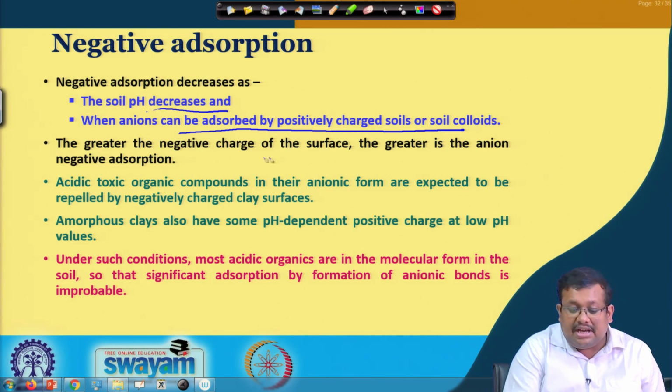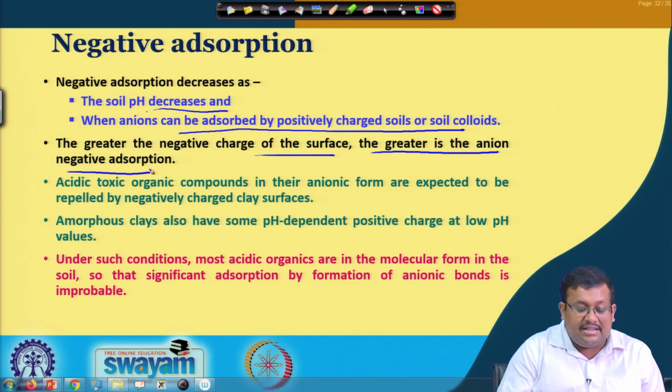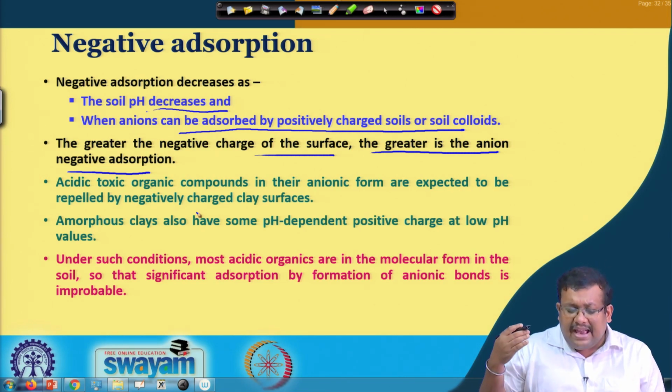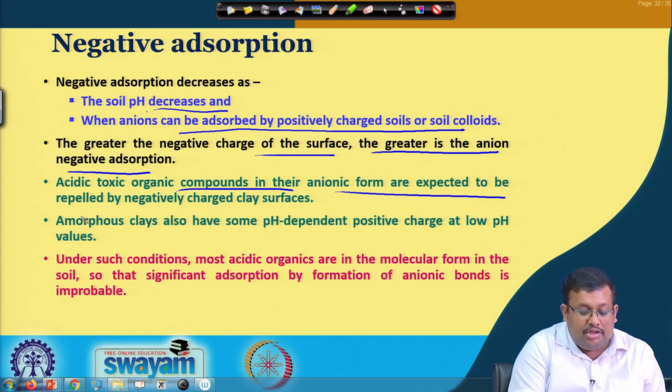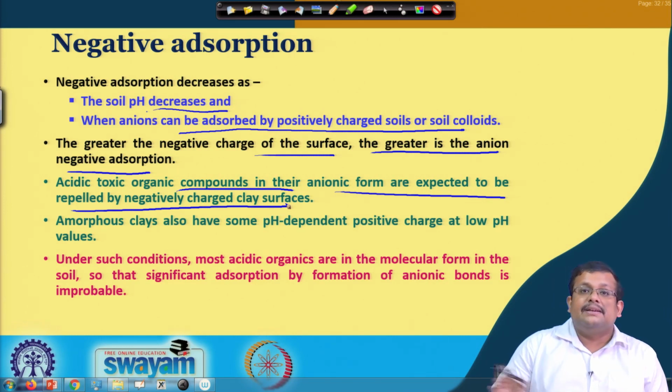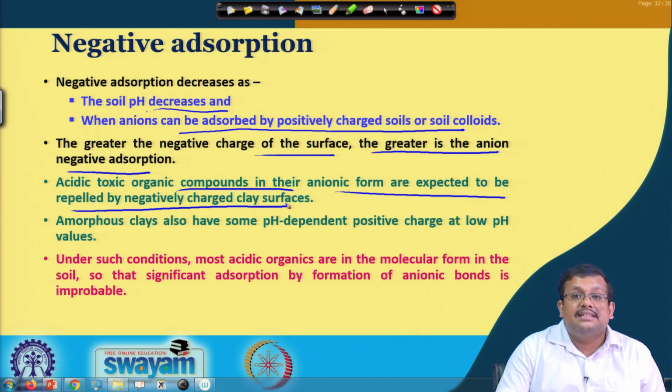The greater the negative charge on the surface, the greater is the anion negative adsorption. That is why we discussed that the charge of the anion is important. Greater is the negative charge of the surface, greater is the anion negative adsorption. Acidic toxic organic compounds in their anionic form are expected to be repelled by negatively charged clay colloids. Obviously, acidic toxic organic compounds in their anionic form are expected to be repelled by the negatively charged clay surface.